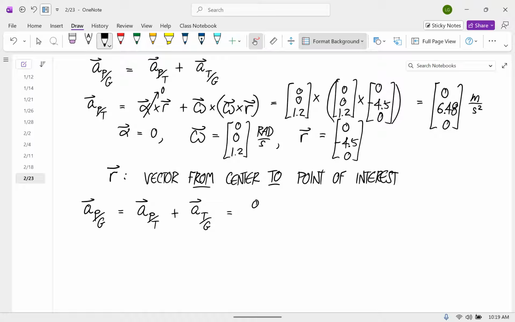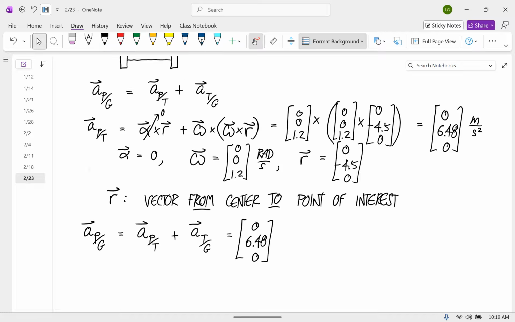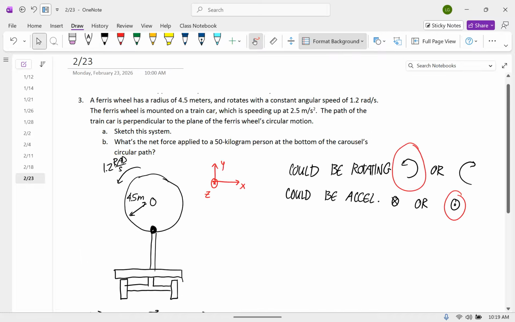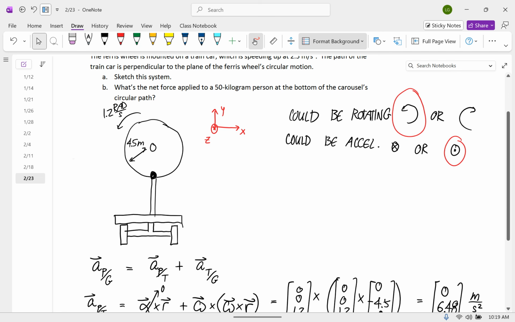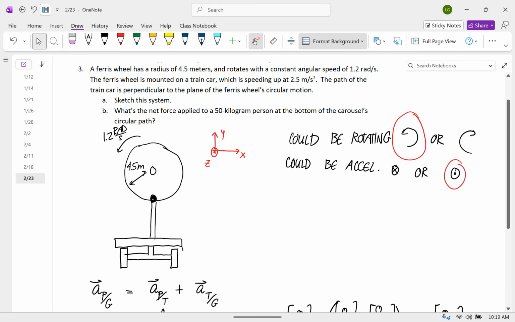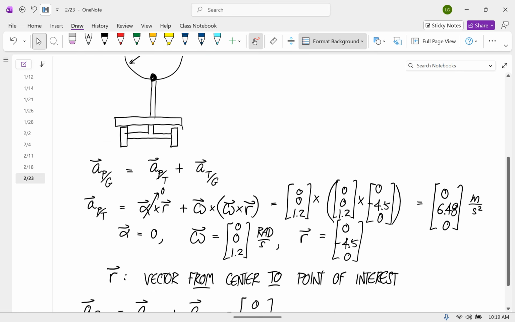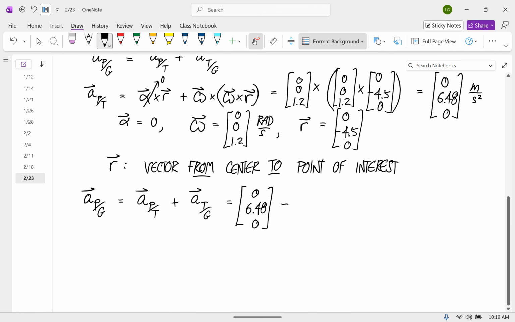And so that is 0, 6.48, 0. And then the acceleration of the train relative to the ground is 2.5, as stated previously. So it says that it's speeding up at 2.5 meters per second squared. I said that that's in the positive z direction. So 0, 0, 2.5. And so the acceleration of the passenger relative to the ground is 0, 6.48, 2.5.